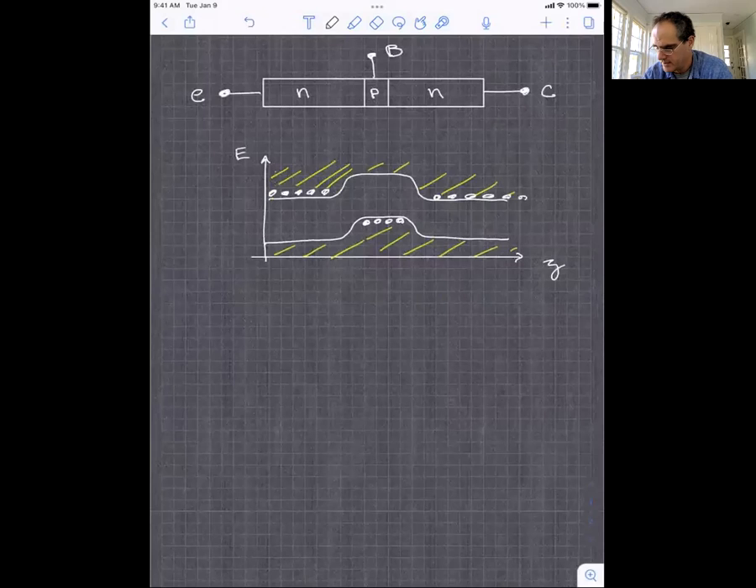One second here. I have to redraw my picture. I think I'll just pause while I do that.